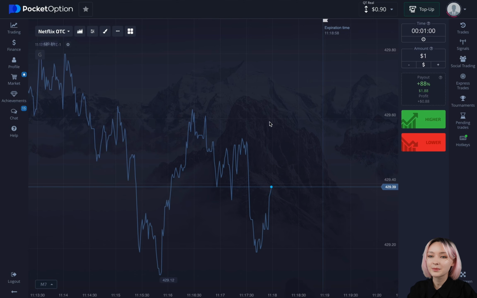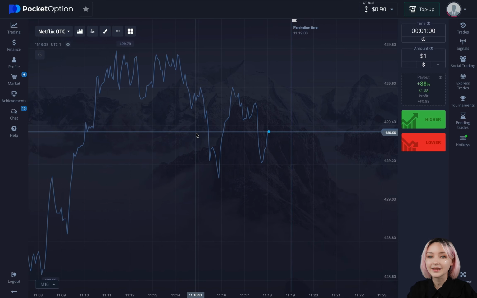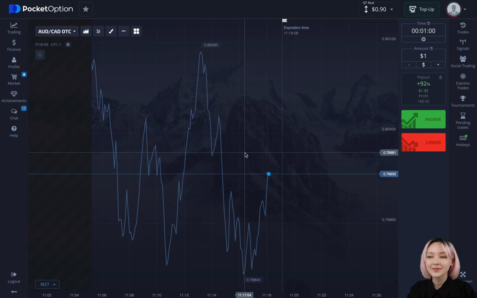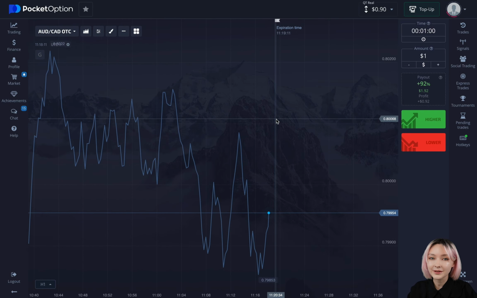So after signing up, you get to the platform itself. It might look confusing at first sight. Let's figure everything out real quick. We're gonna start with a minimal deposit today. I'll use the amount that each one of you can afford.